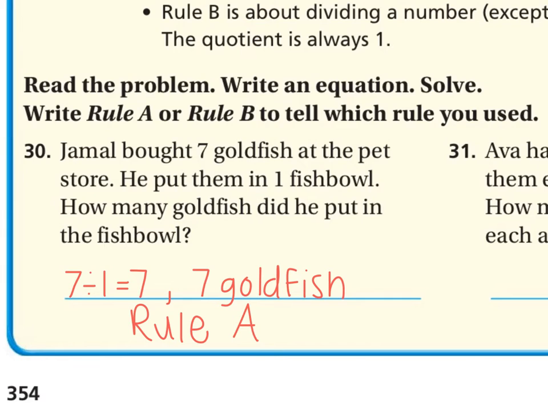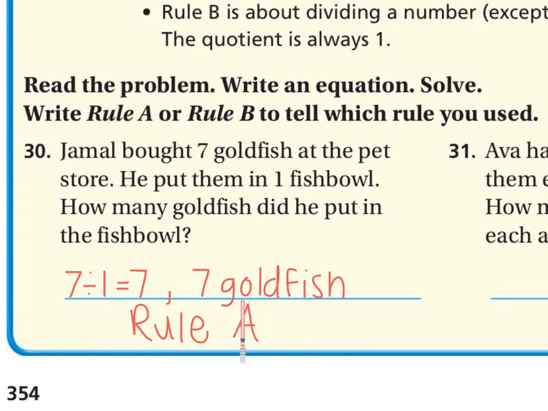Here are the 3 things you should have for number 30. First, you should have 7 divided by 1 equals 7. This represents the 7 goldfish that Jamal is putting in one fishbowl. That is 7 divided by 1. 7 divided by 1 equals 7. So there's our equation. Our answer is 7 goldfish.